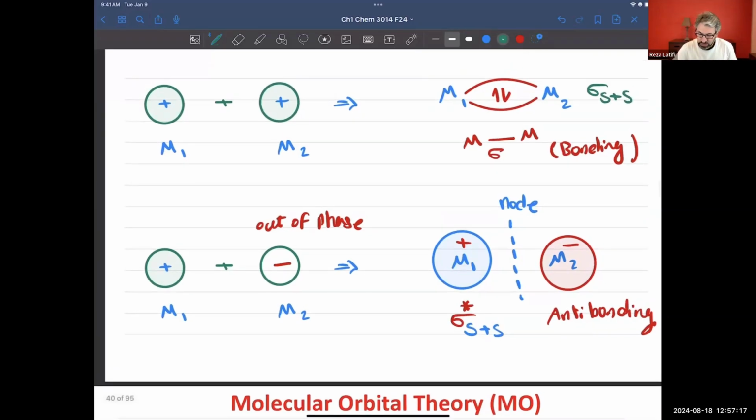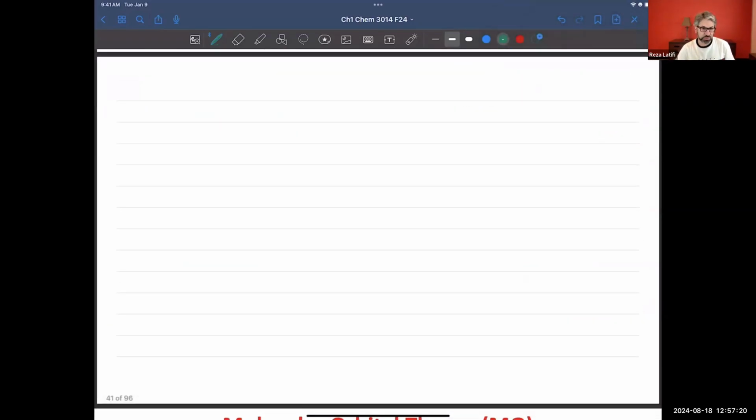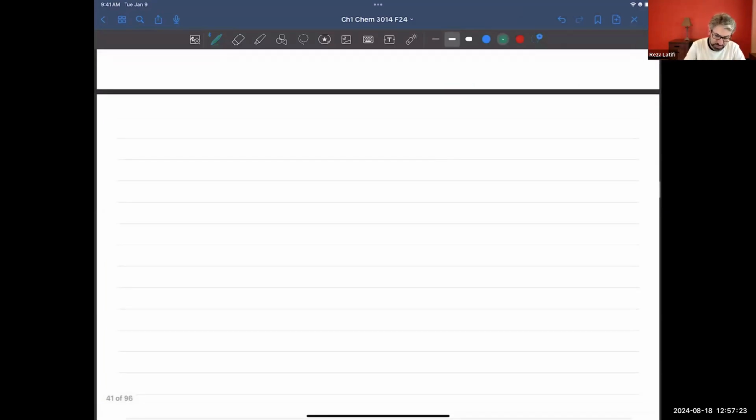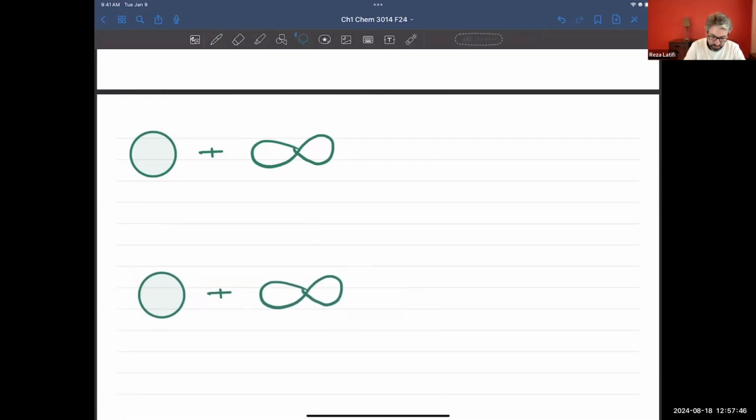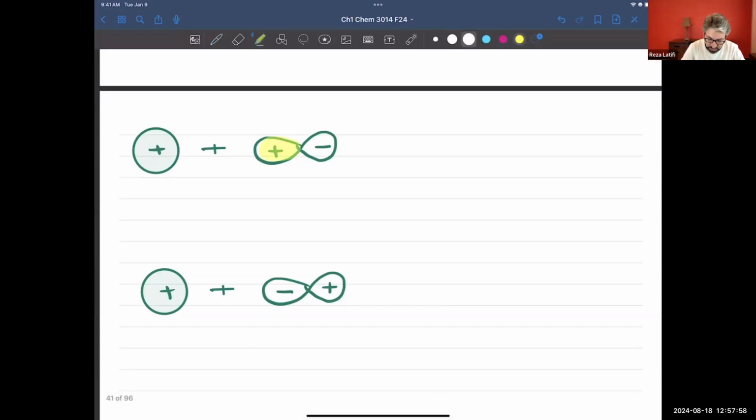Now let's interact the hydrogen, or S orbital, with a P orbital. Imagine we have an S orbital interacting with a P orbital, and this is our P orbital. Of course, I want them to interact head to head, so I'm going to draw it this way. I have two possibilities for it. They can be in phase or out of phase. So let's copy this. The first one is plus. If this one is plus, that one is also plus. This one is plus, and this one is minus and plus. We can highlight them.